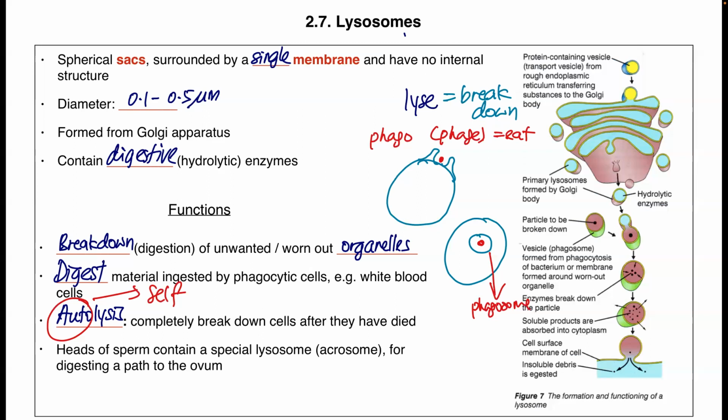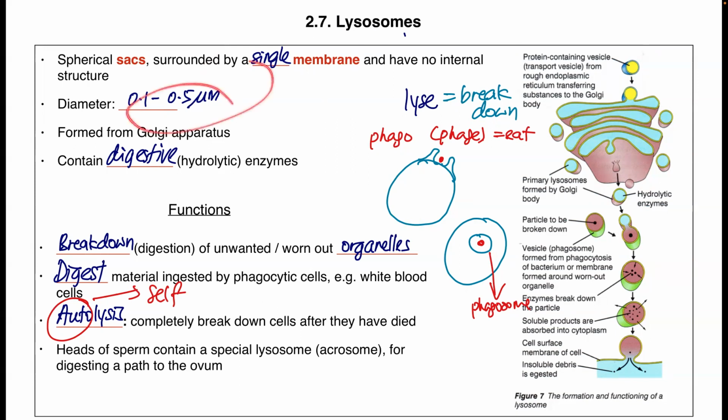So lysosome, you probably know the word lys means break things down. You have come across the terms electrolysis, hydrolysis. It all means break things down. So the lysosome is an organelle that is responsible for breaking down proteins or breaking down things. It's a single layer membrane, a single membrane organelle, without any internal structure.